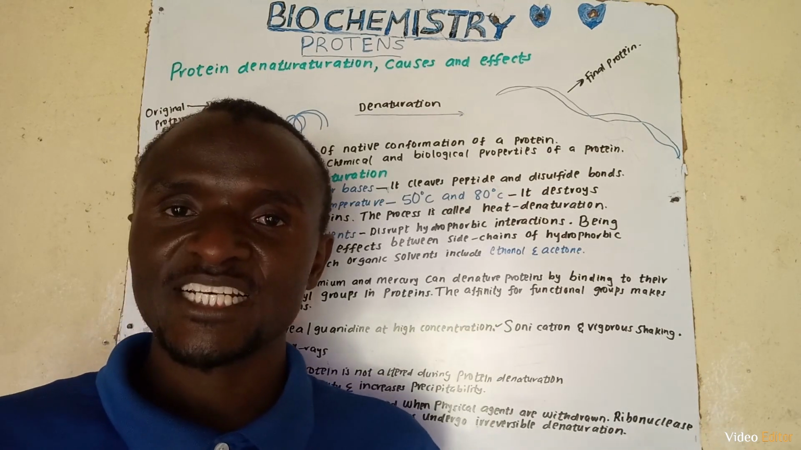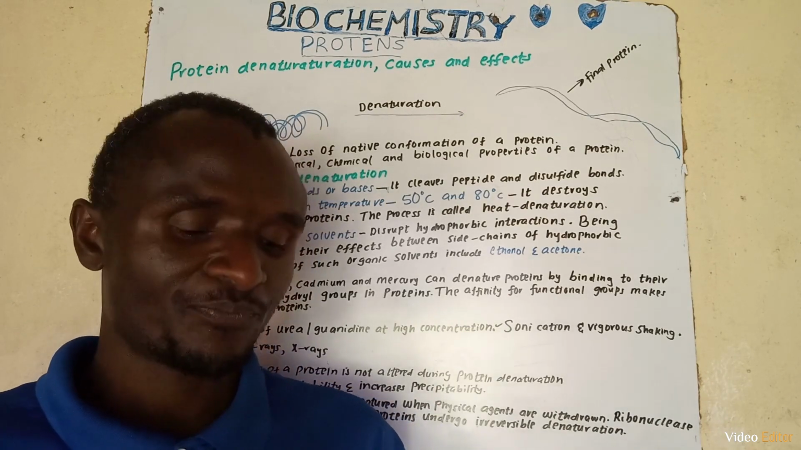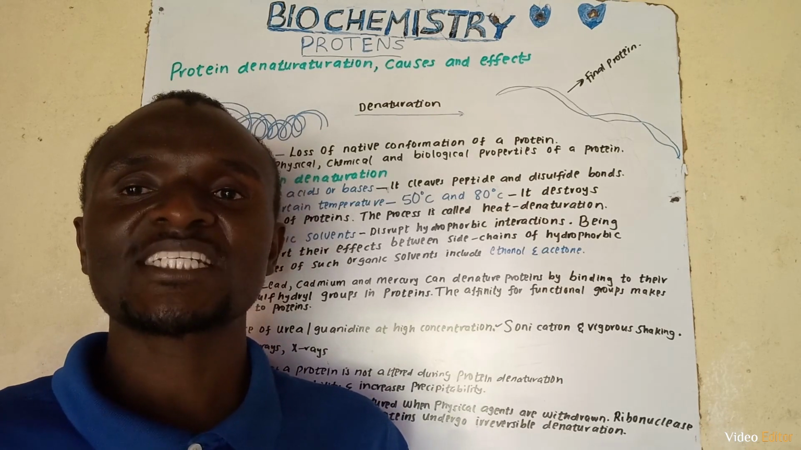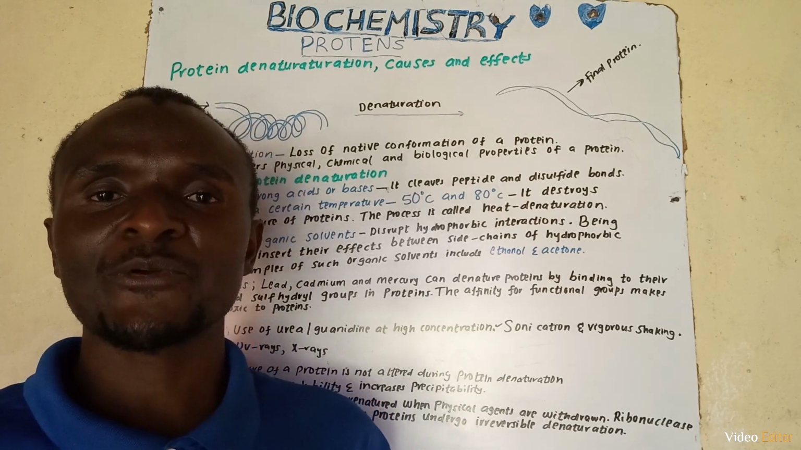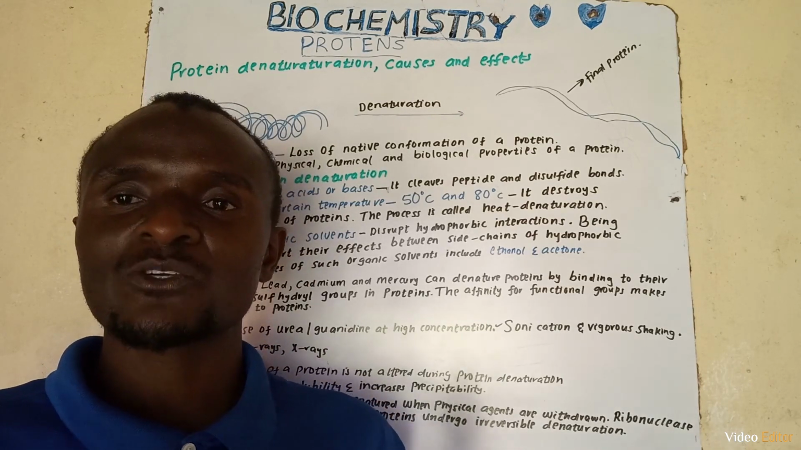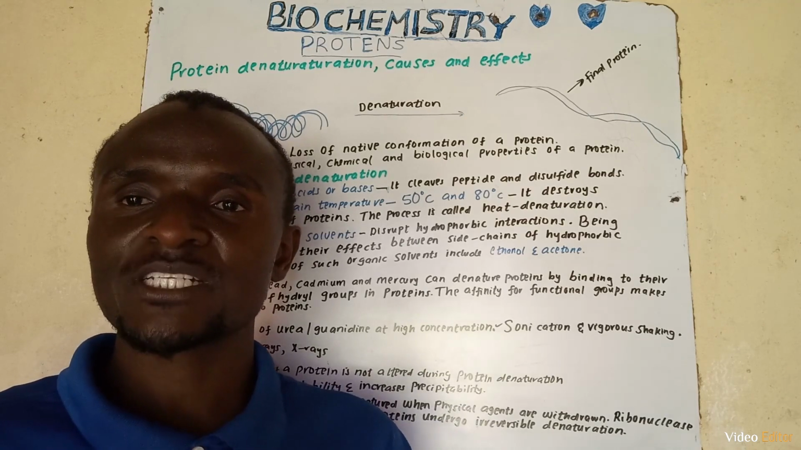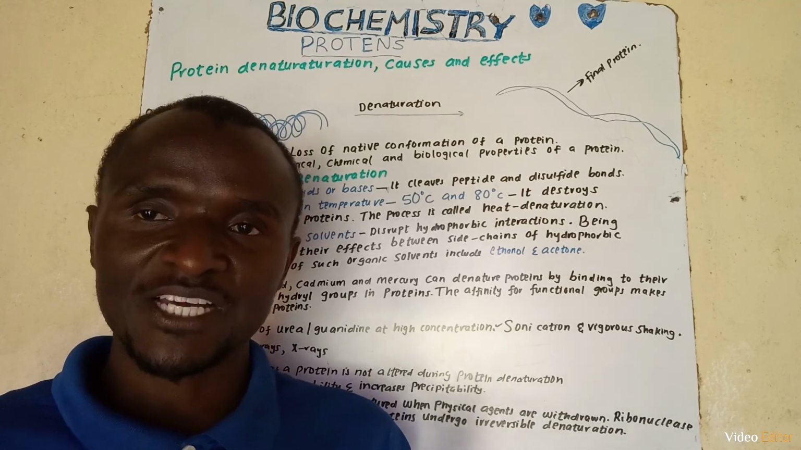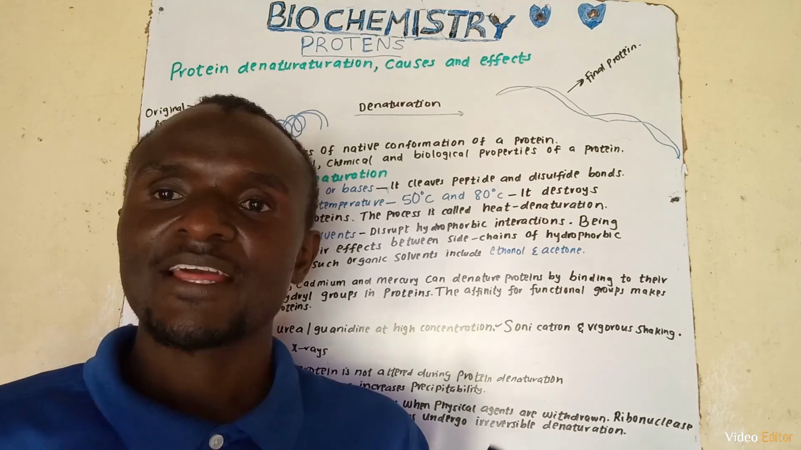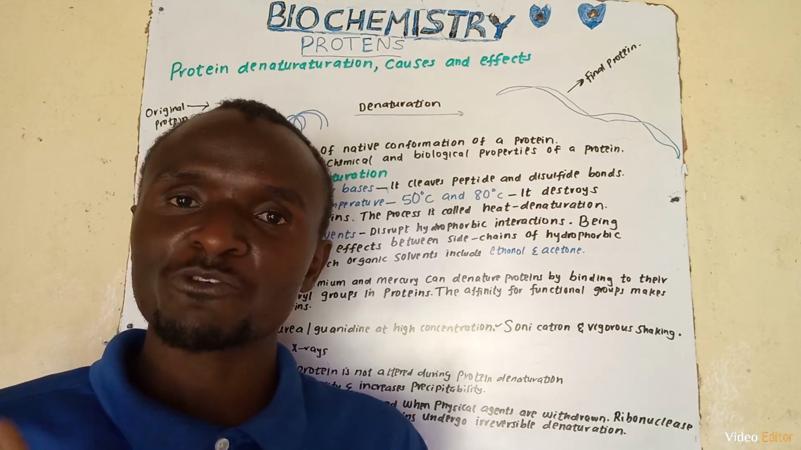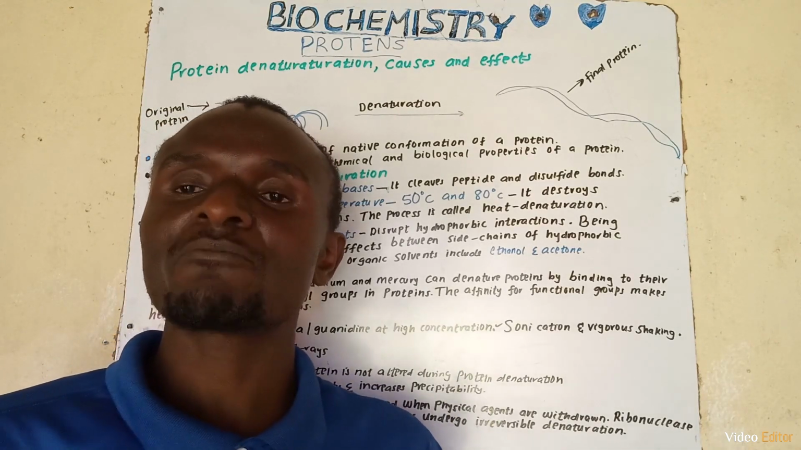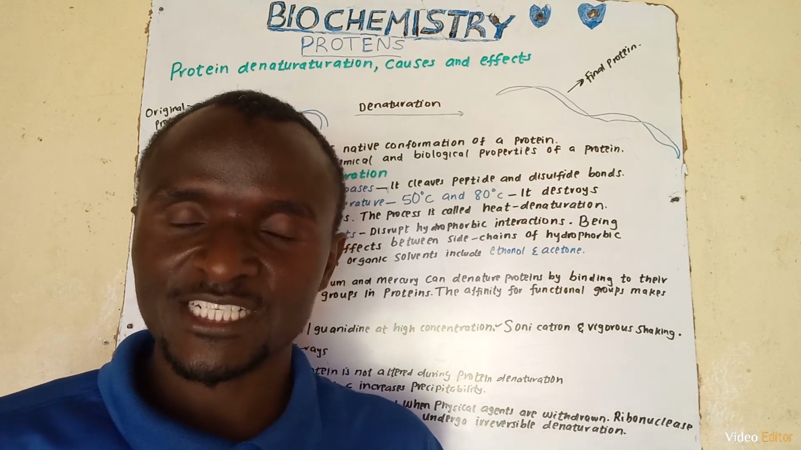Another cause of protein denaturation is heavy metals. Heavy metals such as cadmium, lead, and mercury interact with sulfhydryl groups and also carboxylate groups of a given protein. The affinity of heavy metals to functional groups in proteins make them highly toxic to proteins.